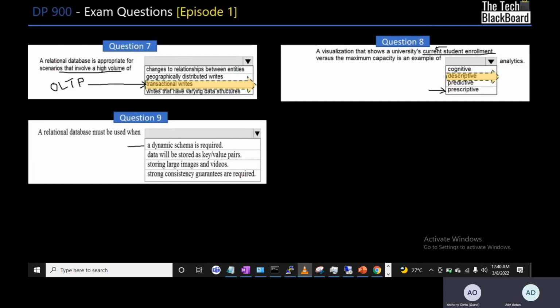Strong, consistent guarantees are required. Exactly. Strong consistency. Your column A is column A. Your column A is say ID. The next one is a full name. The next one is address.